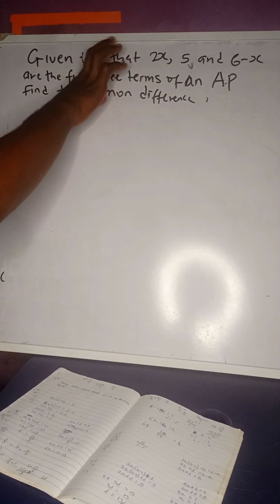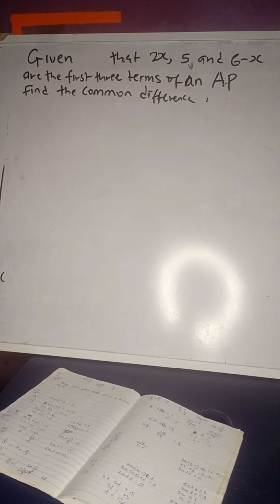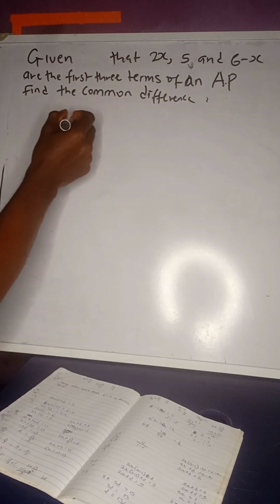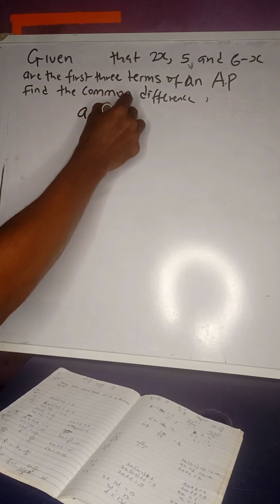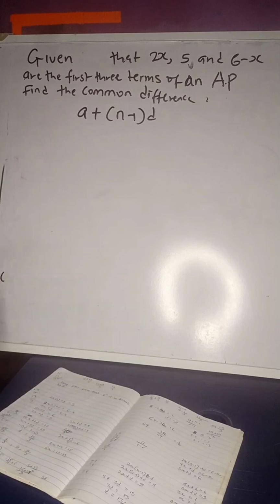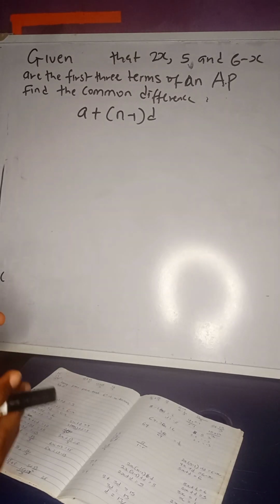Given that 2x, 5 and 6 minus x are the first three terms of an AP, find the common difference. So this is the first term, second term, and third term. And we know that the formula for finding the nth term in an AP is a plus (n minus 1)d. This is the formula for finding a term, not the formula for calculating the sum of terms in an AP. I will do a video on that on demand though. If you want me to do a video on that, you can also comment in the comment section.